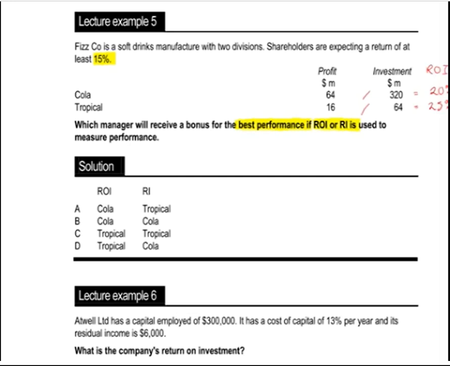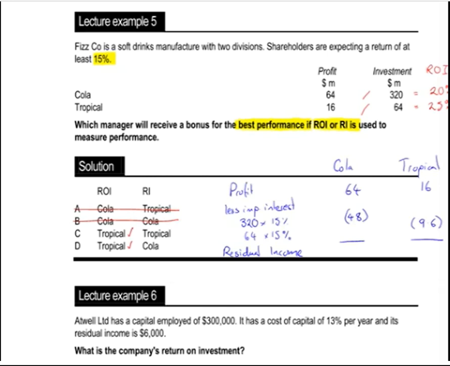So if we use ROI, we know we can calculate that by taking our profit and dividing it by our investment. So I've calculated that as 20 and 25%. So Tropical, with a return of 25%, looks to be doing much better, so it's reasonable to say that under ROI, Tropical would get the bonus rather than Cola. So I can now rule out options A and B. Let's consider the residual income calculation then.